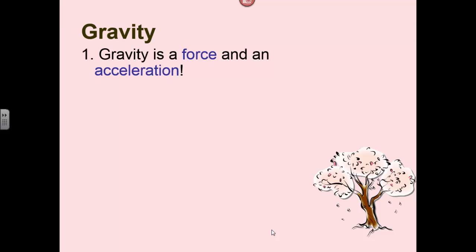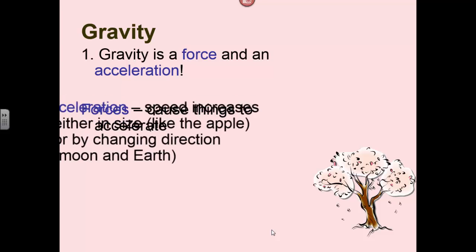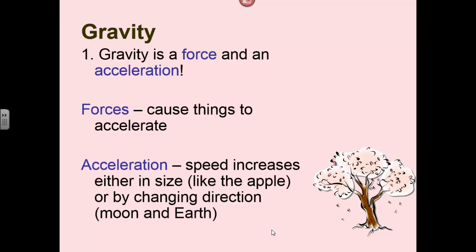So one of the first things we need to know to really understand gravity and how it works is that gravity is a force and also an acceleration. Forces are things that cause objects to accelerate, like a push or a pull. Acceleration, we should already know, means that speed increases either in size, like the apple, meaning that its speed got faster as it fell, or by changing direction, like the moon going around the Earth. The moon doesn't go around the Earth faster all the time, it just changes its direction.